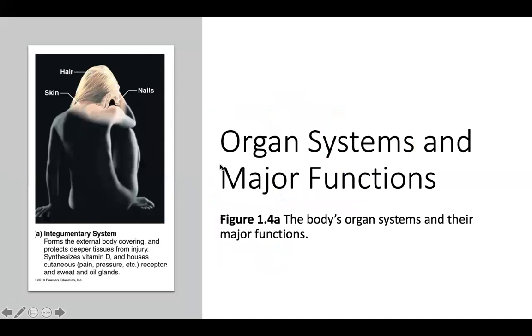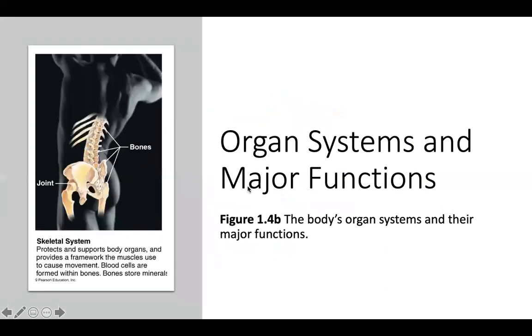Okay, so let's look at the major organ systems and what we have. So we're starting with the integumentary system, and that's going to be your hair, your skin, and your nails. We're going to focus mostly on the structure of the skin as we go through that. We have the bones, that'll be our skeletal system, and that system consists of bones and joints, right? Joints, again, are where two bone surfaces articulate together.